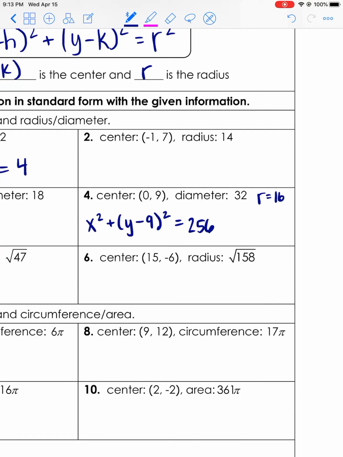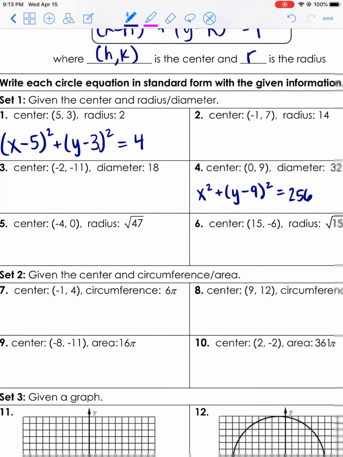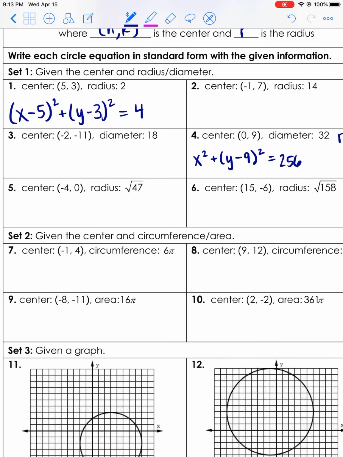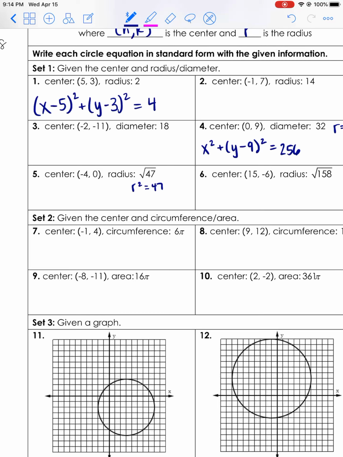All right, hold on one second. I'm trying to decide which questions I want to do next. Let's move on to the ones on the bottom for set 2, because I think questions 5 and 6 are pretty self-explanatory, because you're given the radius is the square root of 47, so the radius squared would just be 47, right? So let's take a look at a couple of these.